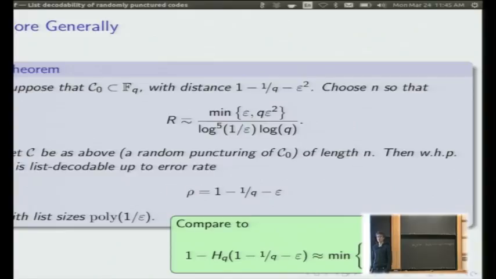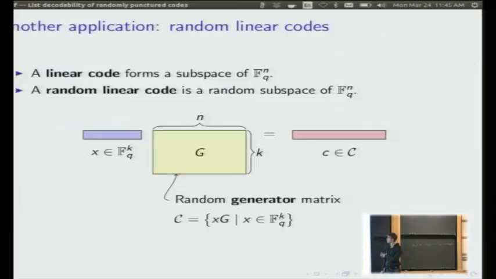Okay. So let me just wave my hands about one other application of a theorem like this, which is to random linear codes. A linear code is a subspace of F_q^n, and a random linear code is a random subspace of F_q^n.